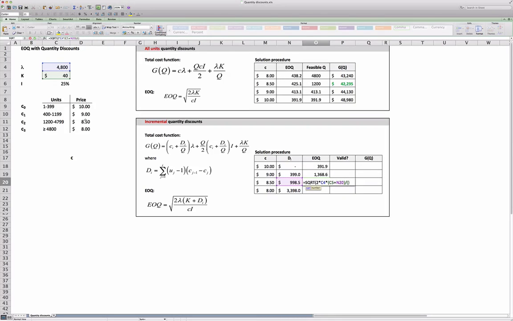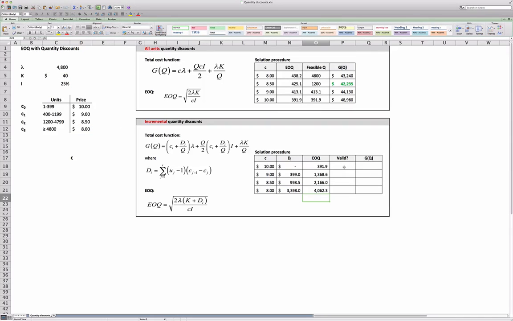So this yields an order quantity of 2,166. And then finally we'll do that for the highest, for the best price break as well. The EOQ in this case will be the square root of 2 times lambda times K plus the extra discount cost. Again, the cost that we incur because we do not get the discount on the entire order quantity. And we divide that by C times I for an order quantity of 4,062 units.